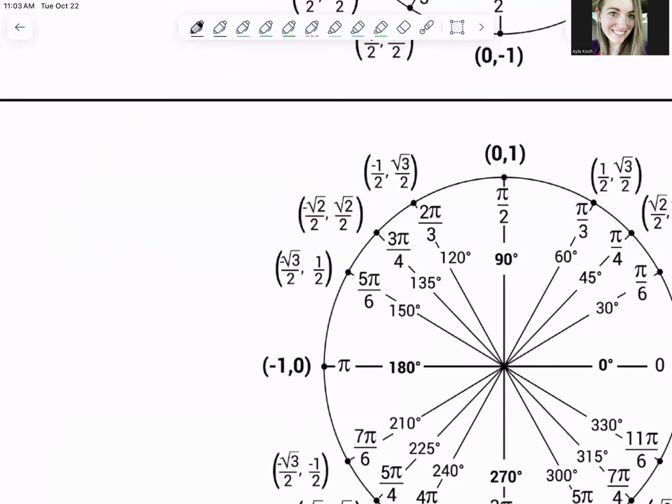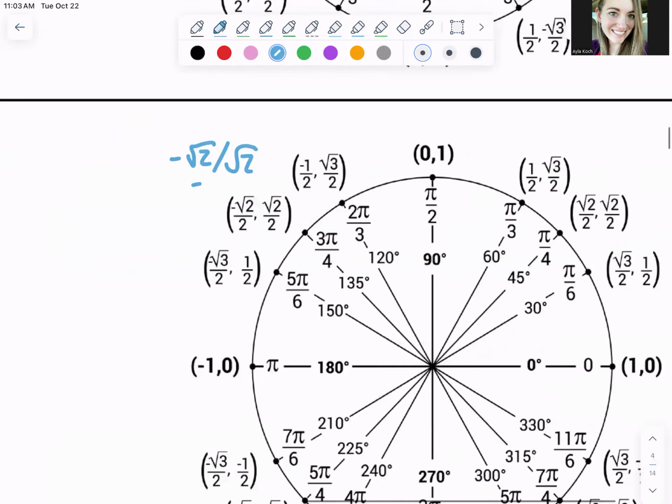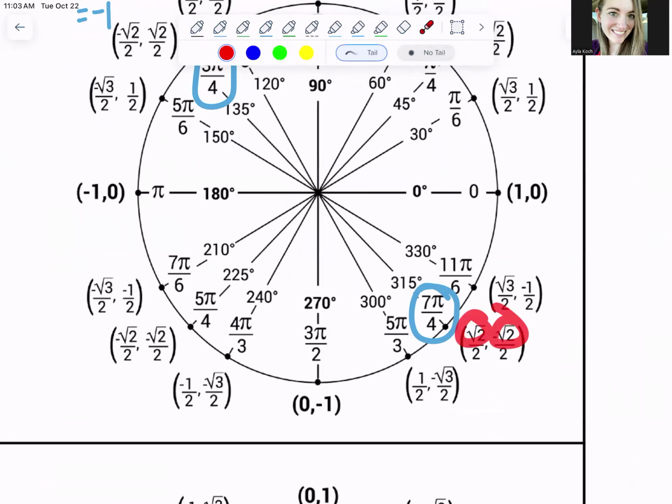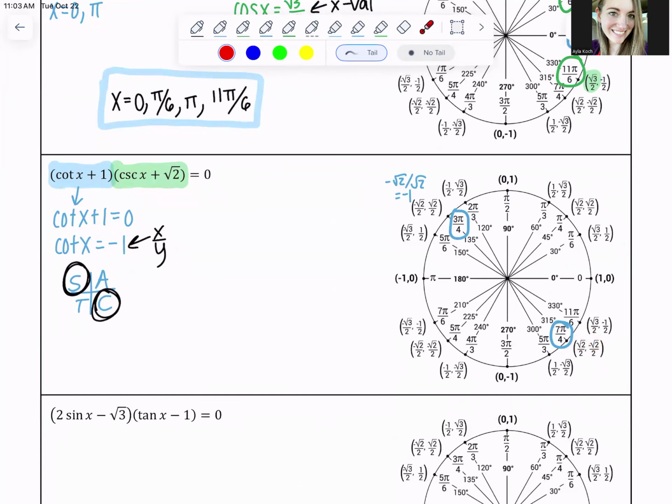So if I do negative square root 2 divided by square root 2, that comes out to be -1. So it's this 3 pi over 4 angle. And then it's going to be the pi over 4 angle down in quadrant 4. Because if you divide the x value, square root 2, divided by negative square root 2, that will also come out to be 1. So for the first equation, we get 3 pi over 4 and 7 pi over 4.